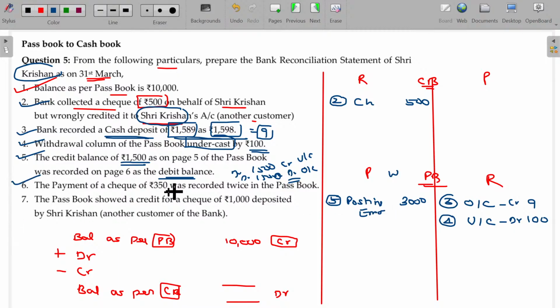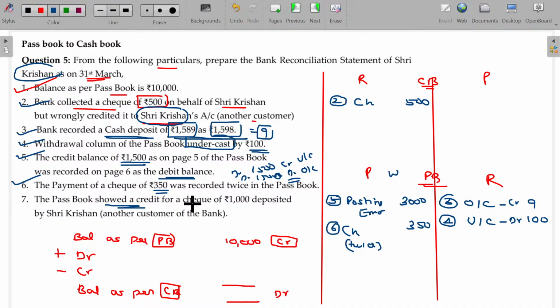Sixth one, the payment of check 350 was recorded twice in the passbook. Payment twice. Once it's okay, one more record is wrong. So sixth one, check recorded twice. First one is okay. Second time recording is the wrong one. So 350.